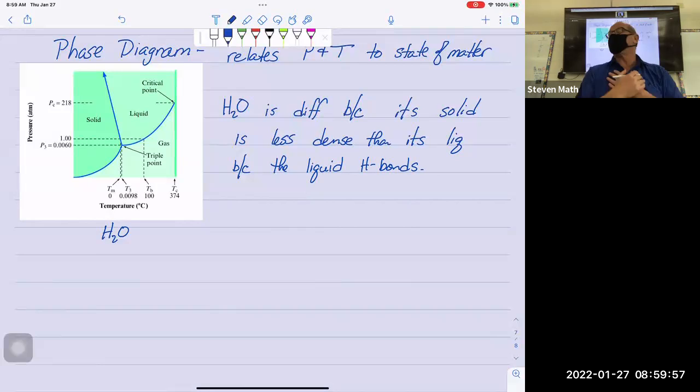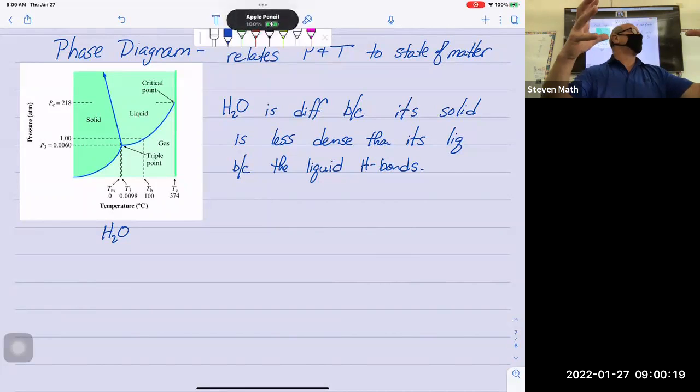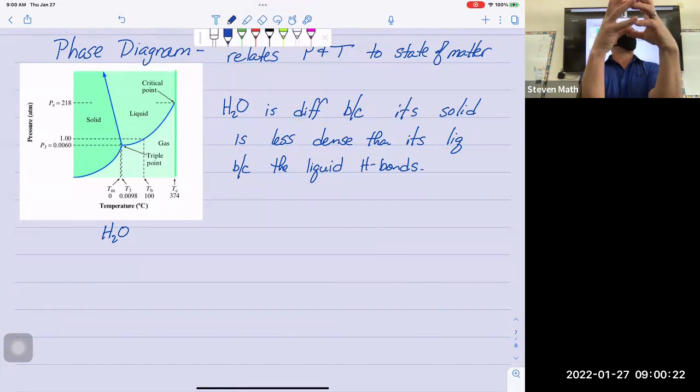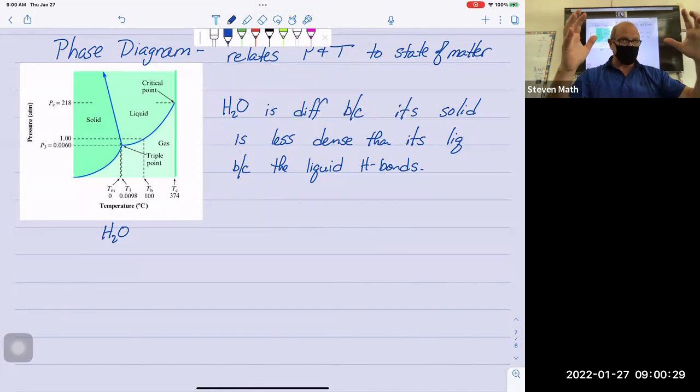I am making a very strong concerted effort to give you these sentences, these words of explanation. Please give them back to me on the test. Don't just regurgitate a fact. So water's different because its solid is less dense than its liquid because the liquid has hydrogen bonds going on. As soon as it starts to liquefy, the hydrogen bonds pull the liquid closer together. When something freezes, you have to break those hydrogen bonds apart, increasing the volume. That makes the ice float.